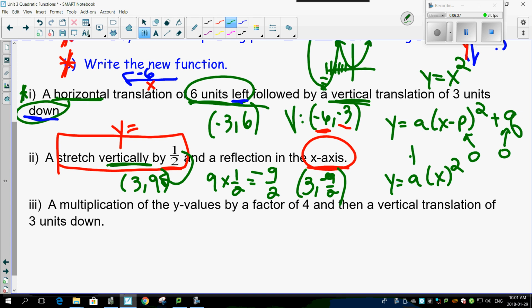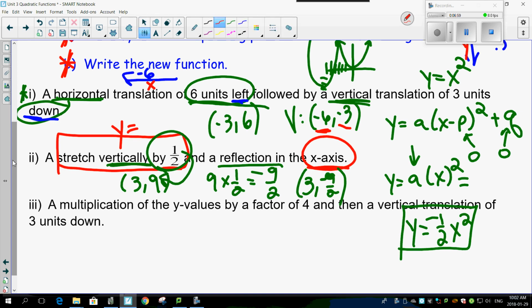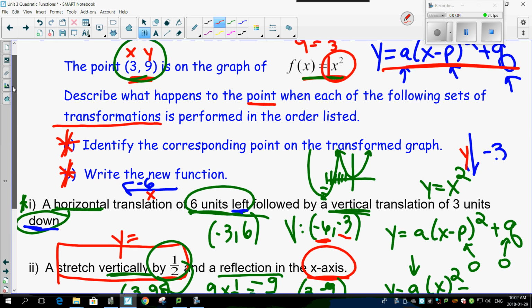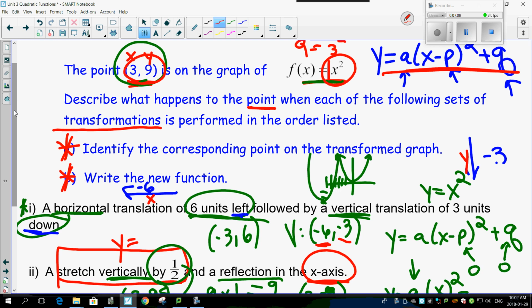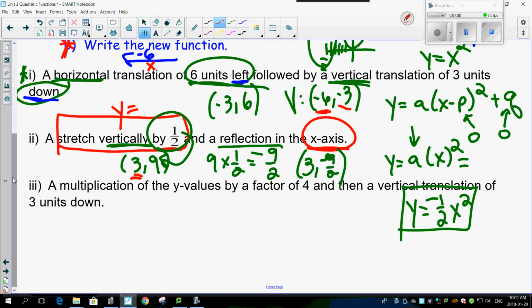The only thing we played with was this guy. Remember, it became stretched vertically by a half and reflected, which means this is now y equals negative one half x squared. There's your new formula. And if you want to try the original point, the original x, which was 3, and the original point, which was 3, 9, try it in your new formula.